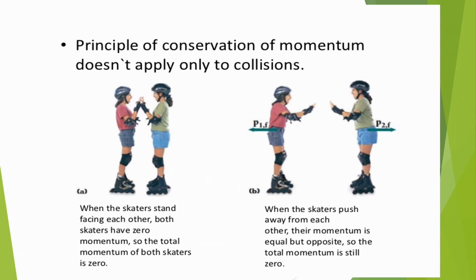Look at this first picture. When the skaters stand facing each other, both skaters in here have zero momentum. It's because they are not moving. So the total momentum of both skaters is 0. In this letter B picture, when the skaters push away from each other, the momentum is equal but opposite. So the total momentum is still 0 because they are in different directions.